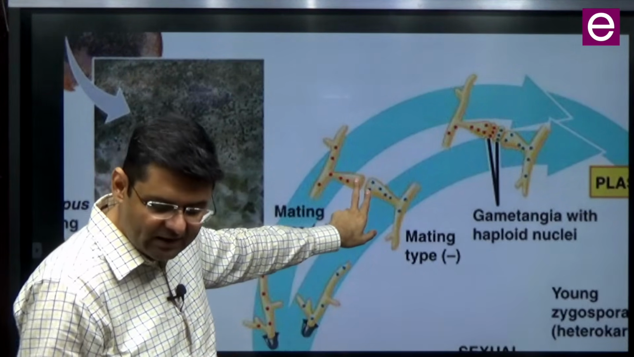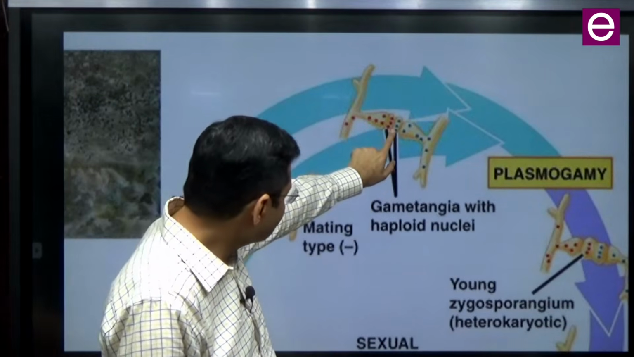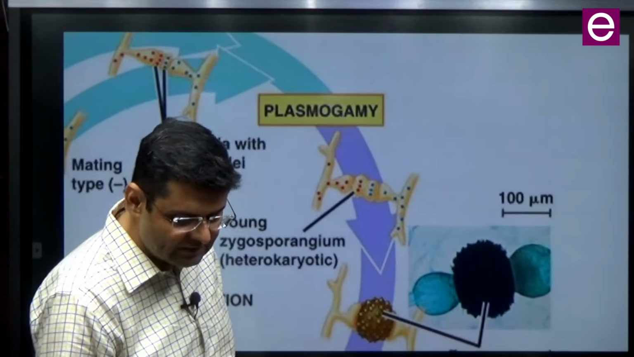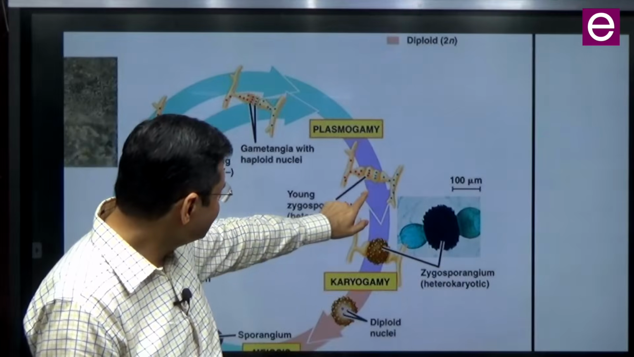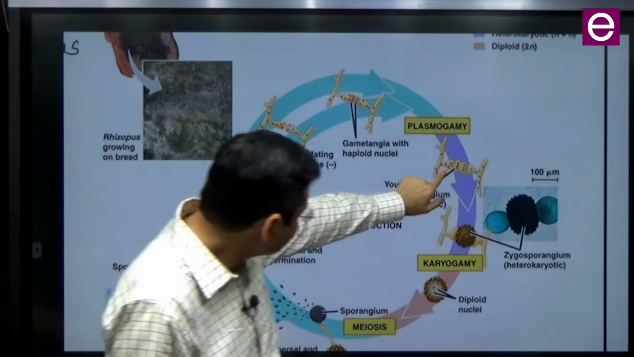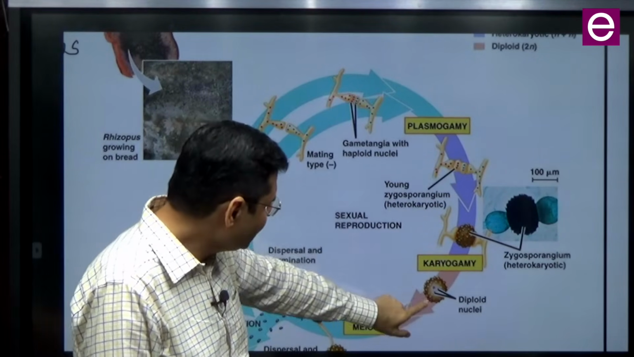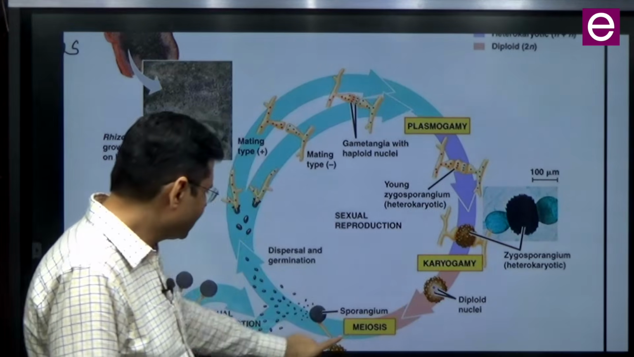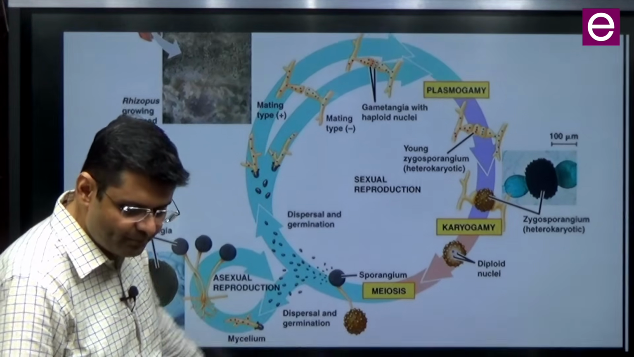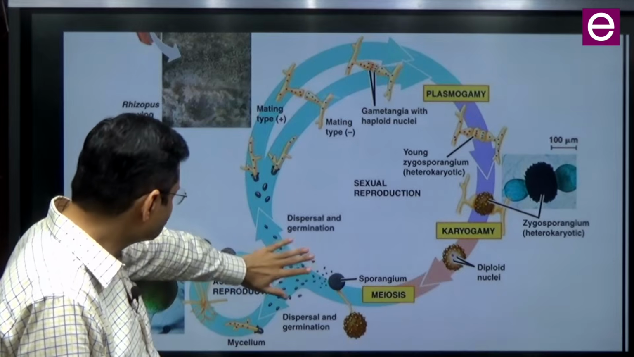कल के diagrams आप याद करना. Then these gametangia are cut off. Eventually these gametangia fuse together. ये pixelate हो रहा है, लेकिन अगर थोड़ा छोटा करूँ तो you can see it. Fuse together, karyogamy, diploid nucleus, then meiosis, and after meiosis spores will be released.